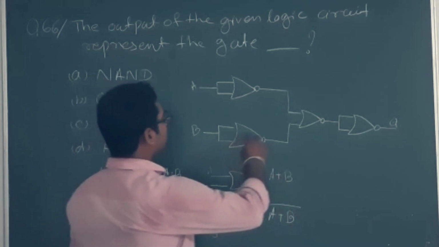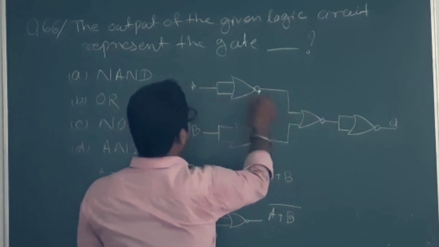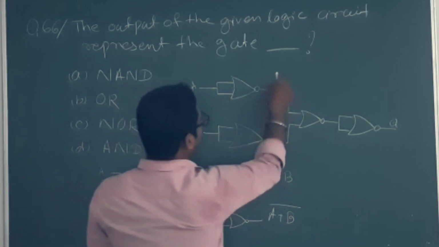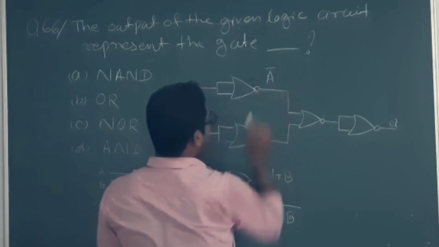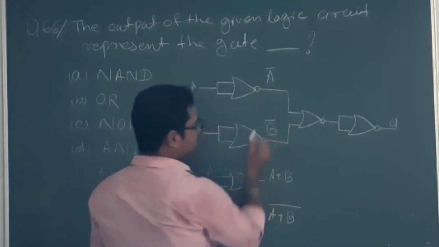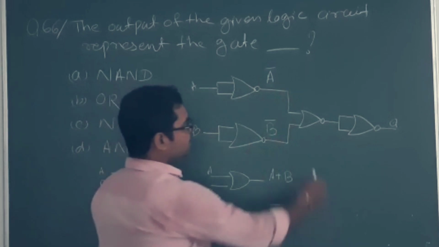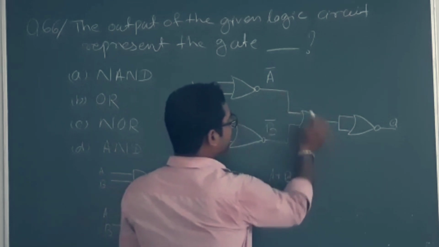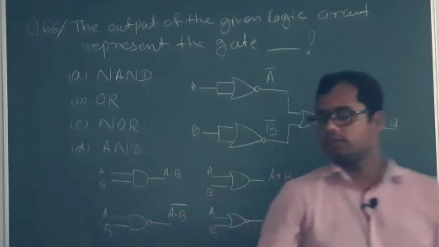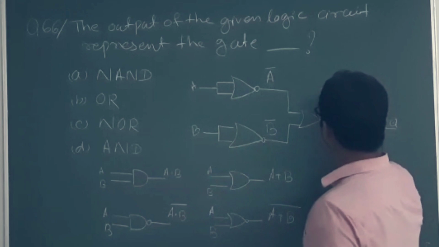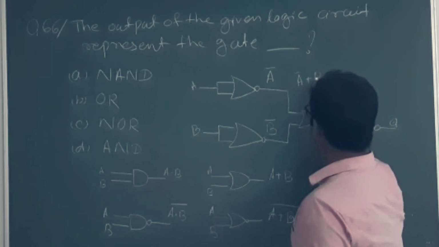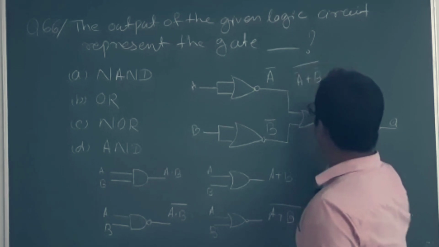If you solve this one, this will be A, and as it is a NOR gate, the output will be A bar. This is B, again a NOR gate, the output will be B bar. Whenever you want to find the output of this gate, the inputs are A bar and B bar, so you can say the output will be A bar plus B bar whole bar.